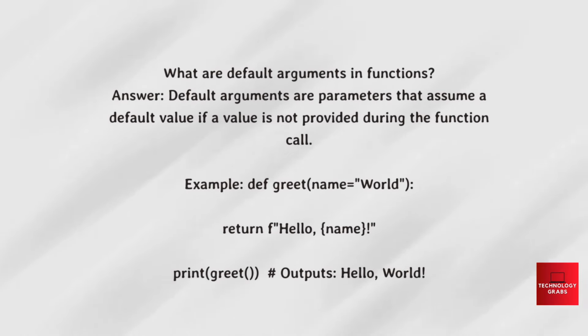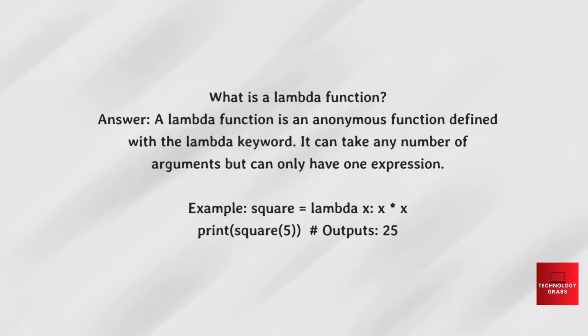What are default arguments in functions? Answer: Default arguments are parameters that assume a default value if a value is not provided during the function call. Example: def greet(name="World"): return f"Hello, {name}"; print(greet()) outputs Hello, World. What is a lambda function? Answer: A lambda function is an anonymous function defined with the lambda keyword. It can take any number of arguments but can only have one expression. Example: square = lambda x: x**2; print(square(5)) outputs 25.